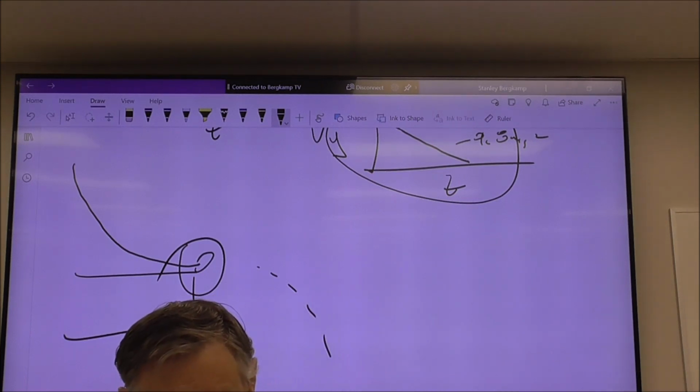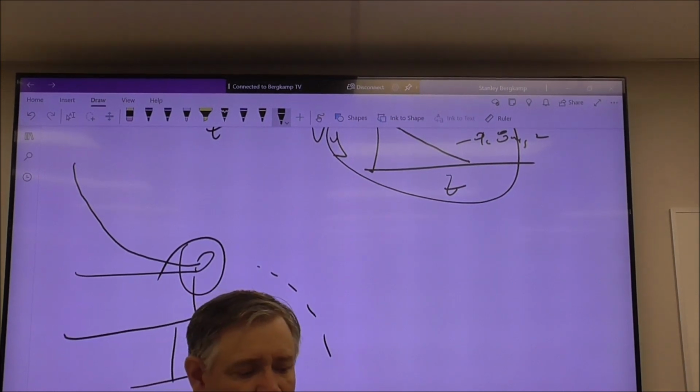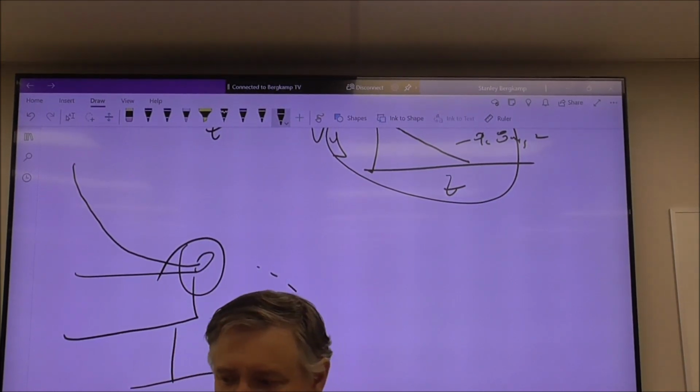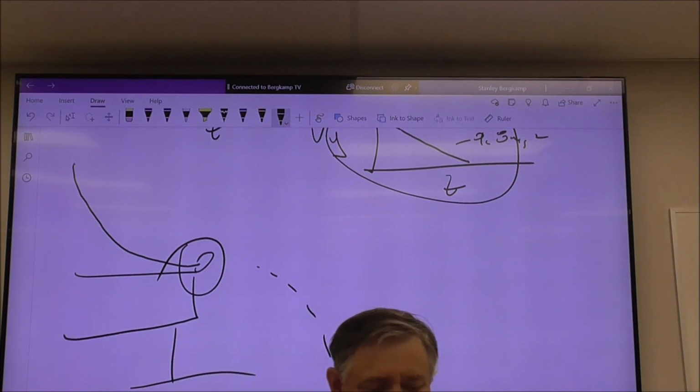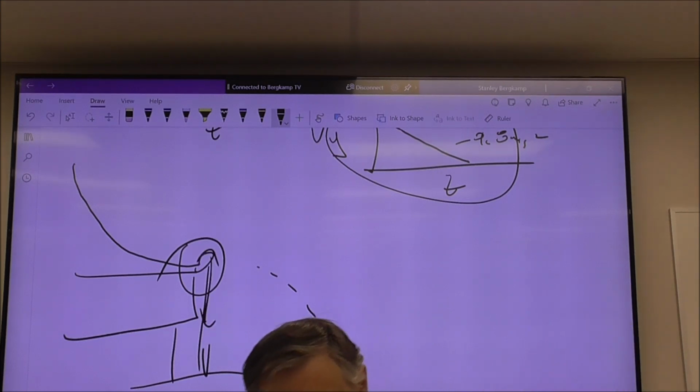Okay, so here's what you're going to do. In terms of data, you're going to set up the ramp like this. You're going to measure the height of the table. You're going to measure from the top of this ramp here down to the ground. Boom, there's your height. Okay?